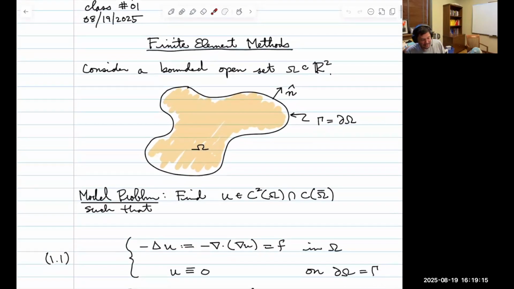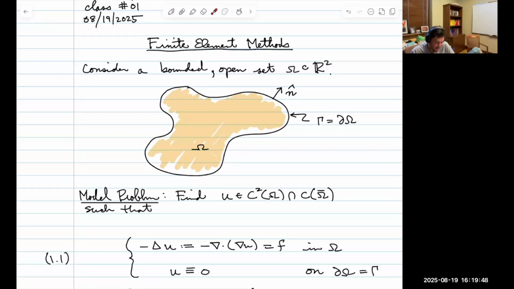All right, so what are finite element methods? Well, first of all, I want you to get a picture in your mind of a set in R2 on which we're going to be doing a lot of work. It doesn't have to be a particular set. We could use a square or a circle. I'm going to use just this arbitrary blob set, which I'm going to call omega. Omega is an open, bounded set in R2.